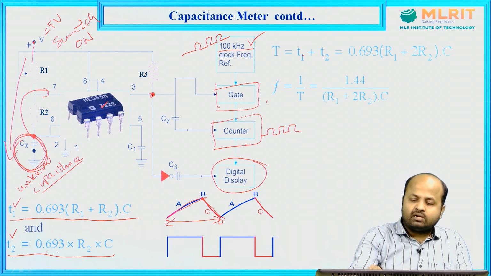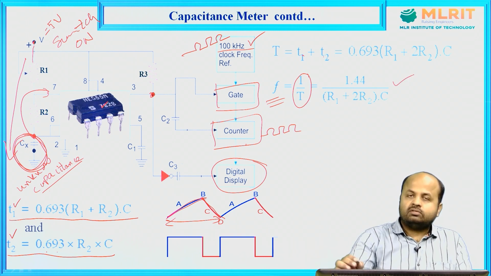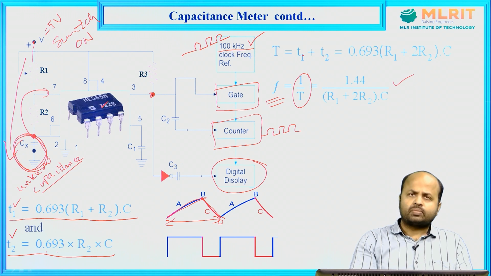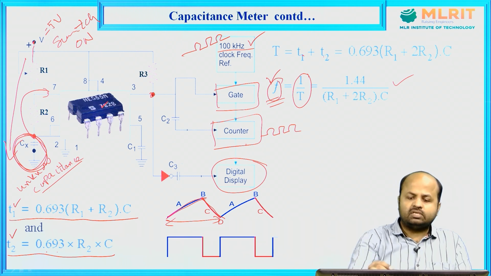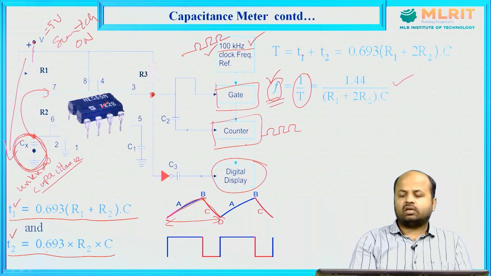As you know that frequency is the reciprocal of time period. If you do 1 by T, we will get this much. So we know the frequency, what is the reference frequency? This is the 100 kilohertz signal.